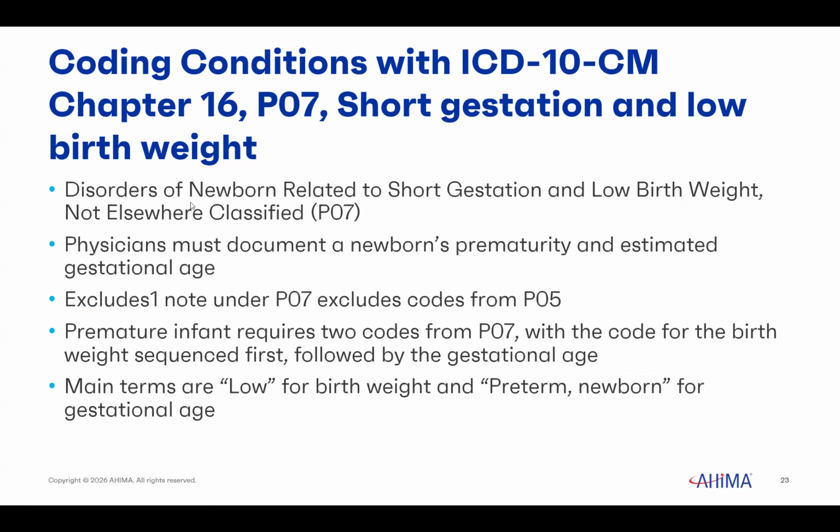When prematurity is documented, two P07 codes are required, one for the birth weight, one for the gestational age. And as we mentioned earlier, the birth weight would come first. Note that there's an Excludes1 note under P07 that excludes any codes from P05. And the main term you'd use for this would be low birth weight and preterm newborn for gestational age.